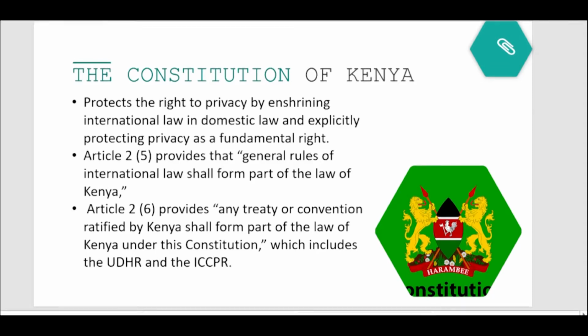Under Article 2(5), it provides that the general rules of international law shall form part of the law of Kenya. And also under Article 2(6), it provides that any treaty or convention ratified by Kenya shall form part of the law of Kenya under the Constitution. Some of these treaties include the Universal Declaration of Human Rights and also the International Covenant on Civil and Political Rights.